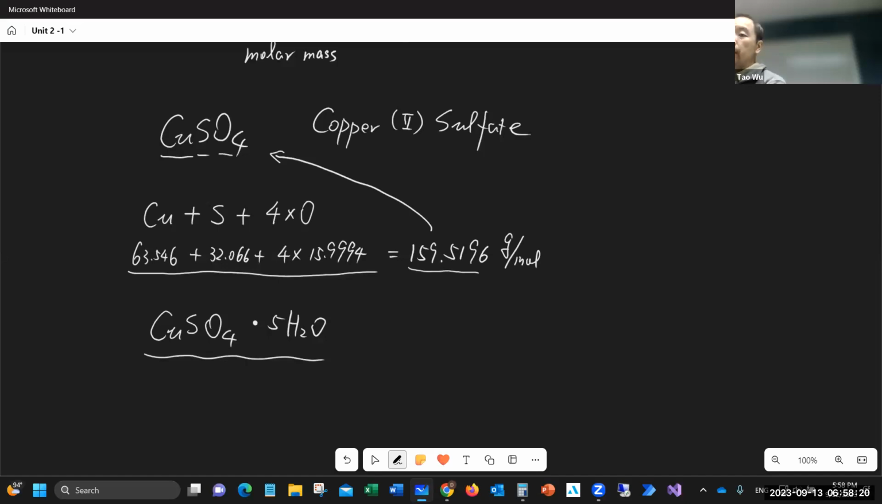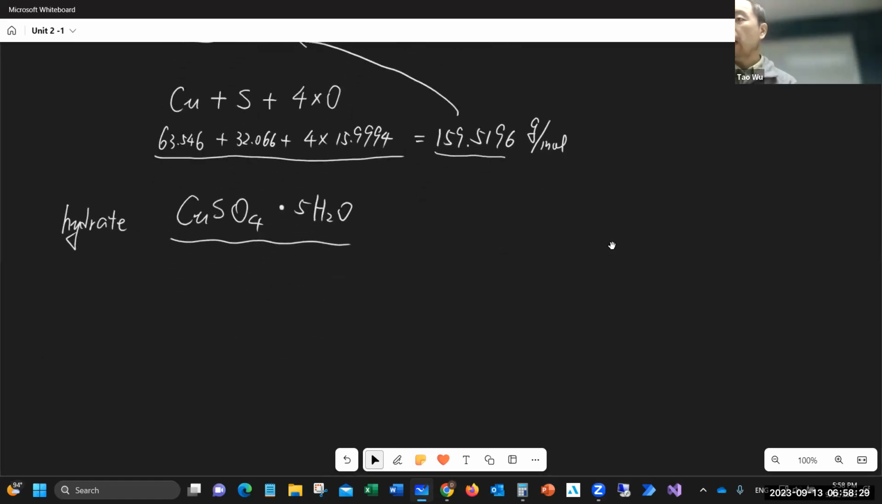This is one kind of group of compound, called a hydrate. I'm talking about this because we're going to use it for the lab, and also we're learning the molar mass, which uses this. This is called a hydrate. Some of the other compounds could be like this.